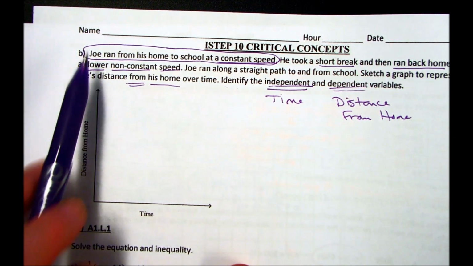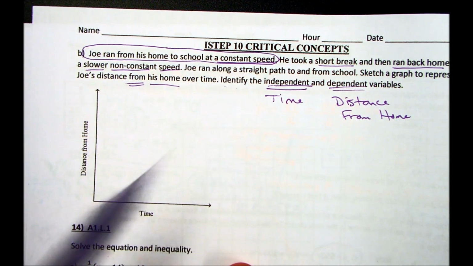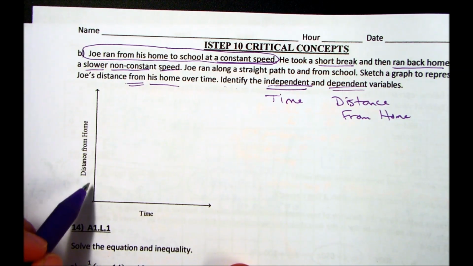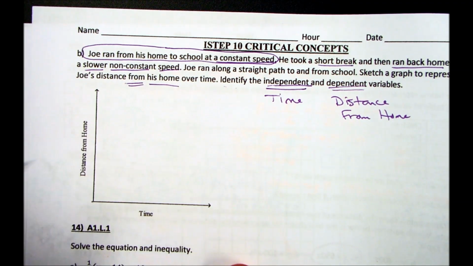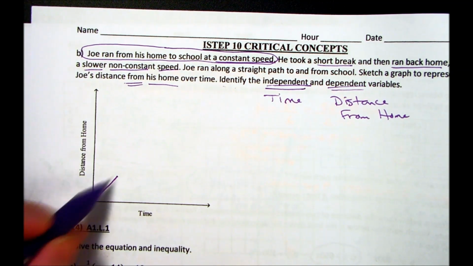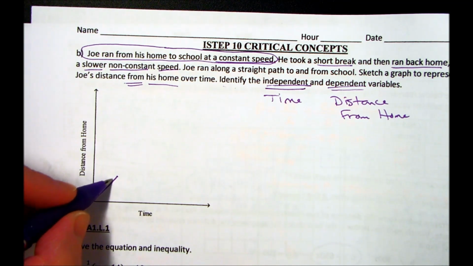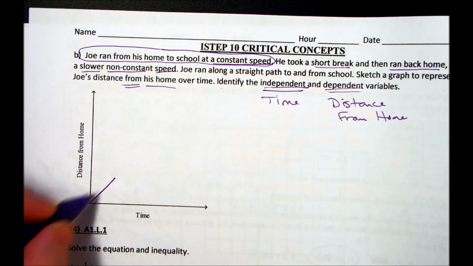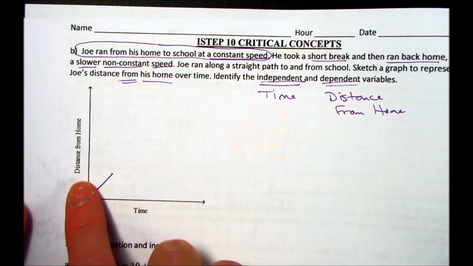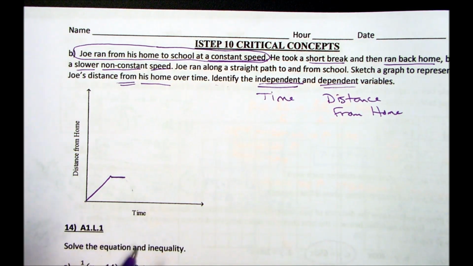All right, so Joe ran from his home to school at a constant speed. So he's at time 0, he's at home, but he's running to school, so his distance from home is going to increase, but it's increasing at a constant speed. So it doesn't really matter how steep your line is, as long as it's a straight line and there's no curves in it. Then it tells us he took a short break. So the distance from home, if he's taking a break, is going to stay the same. But it's a short break, so make it short.